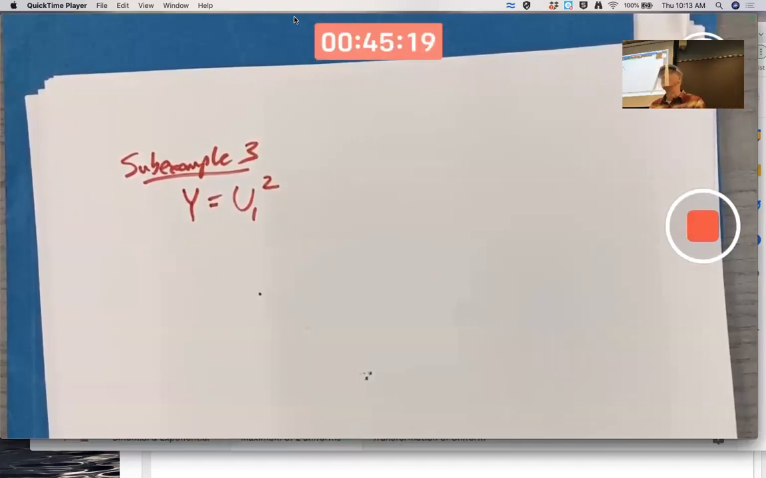On Tuesday, we looked at the square of a standard normal random variable, and we saw it had a chi-square distribution with 1 degree of freedom. Now we're squaring a standard uniform random variable. It's uniformly distributed over the unit interval from 0 to 1.